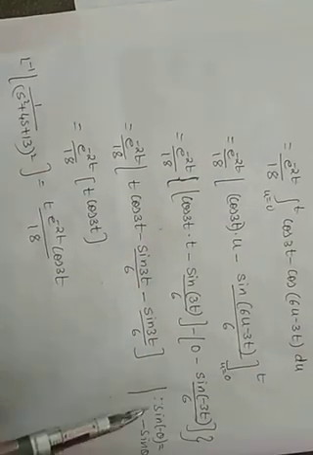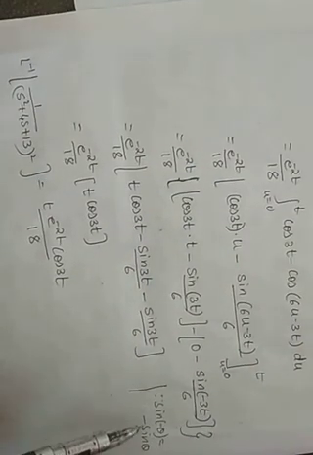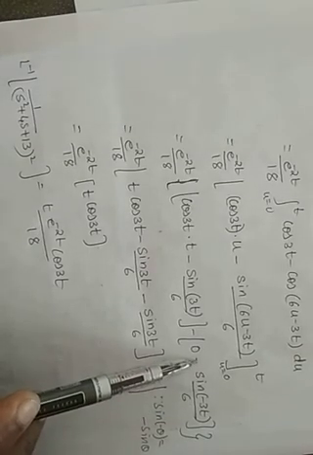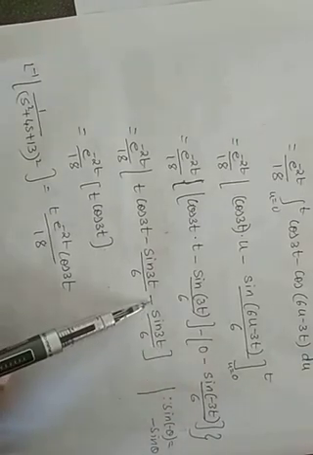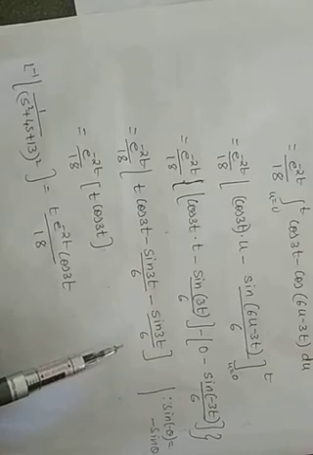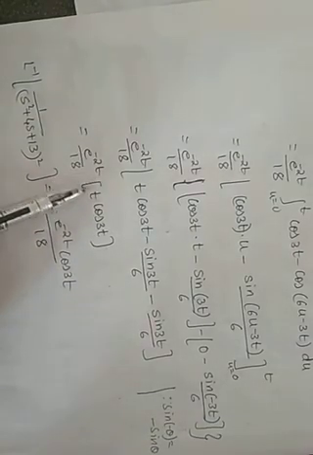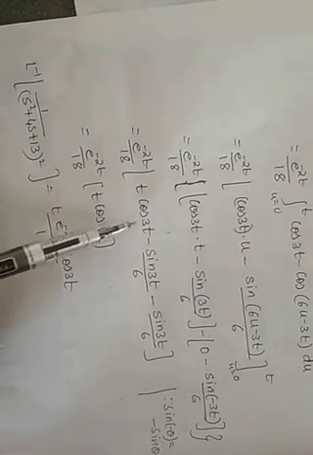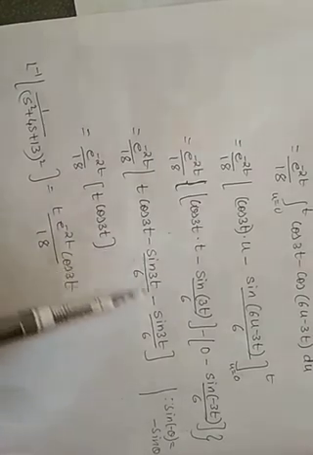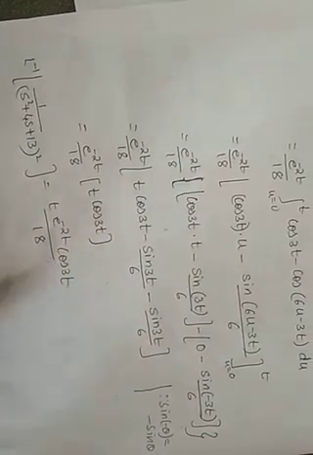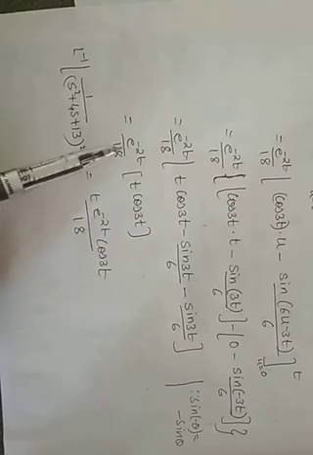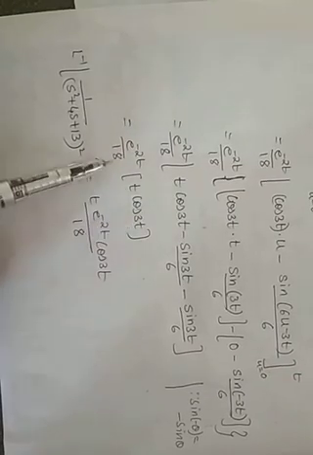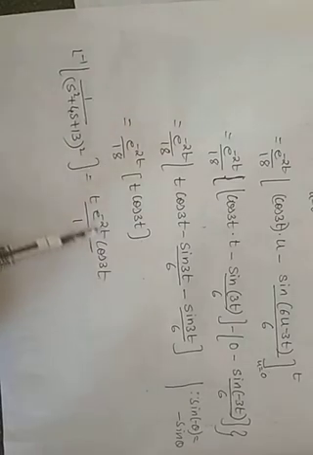Sin of minus theta is how much? Minus sin theta. So that minus and this minus will make it plus. Plus into minus is minus sin 3t upon 6. Hence e raised to minus 2t upon 18 into t cos 3t will remain because these two quantities will get cancelled. We remain with e raised to minus 2t into t cos 3t upon 18. Hence, this is the L inverse of the given function by the convolution theorem. Thank you.